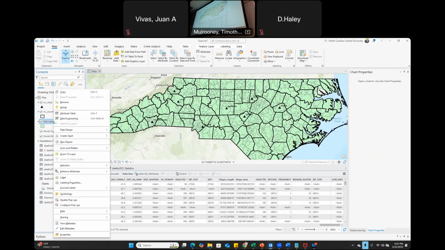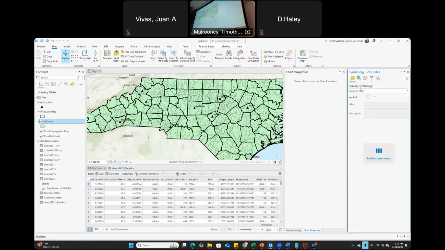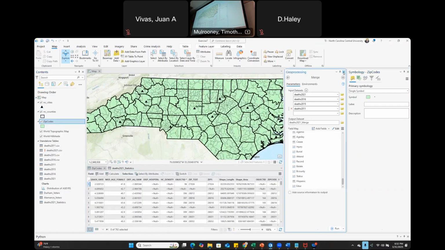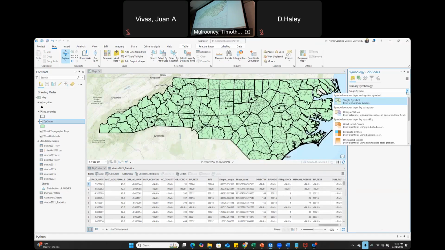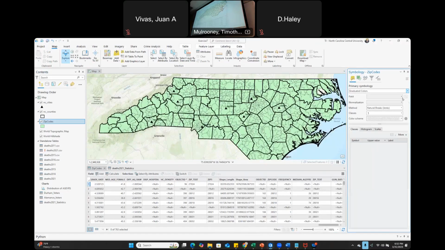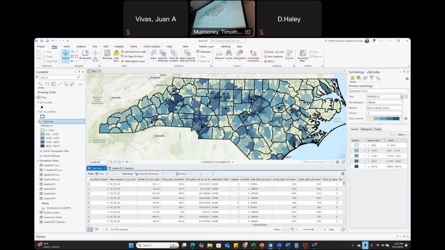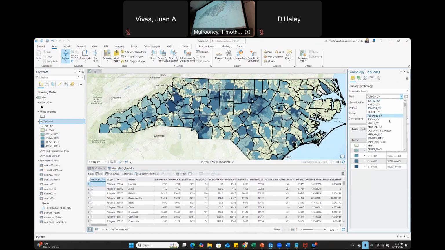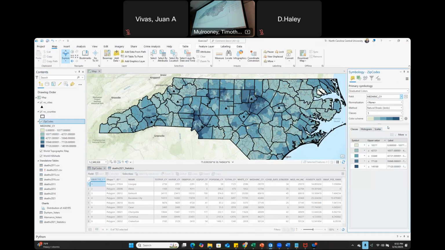Who wants to map this? I definitely do. So I can right mouse click, go to my symbology. I'm kind of fumbling around a little bit here because I installed the new ArcGIS Pro, so everything's not in the right place. So this is like total population. This is median household income, right? I like mapping everything using quantiles, right?